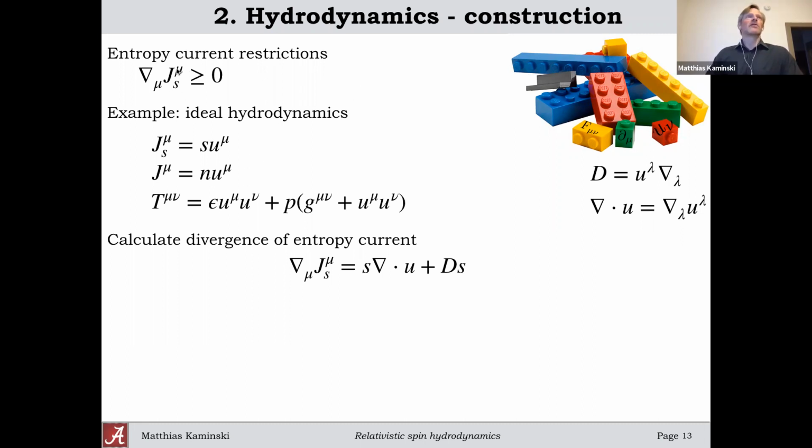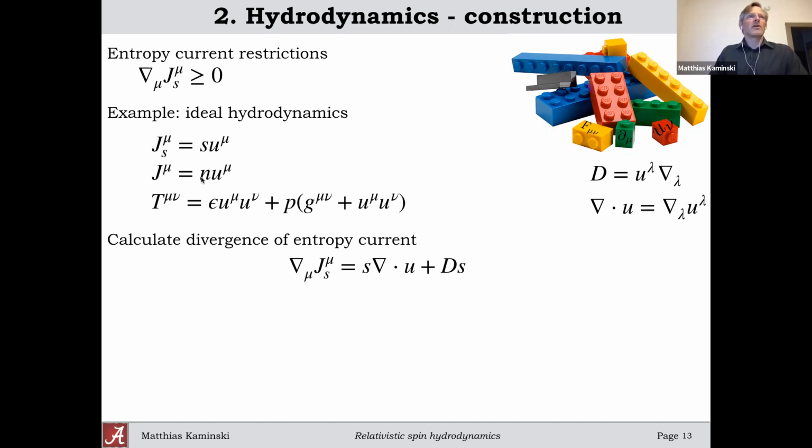What I've written down for you is the divergence of the entropy current. We require that to be larger or equal to 0. What I've written down here is, as an example, ideal hydrodynamics. So if you just have the entropy that's carried with the fluid flow, that's your ideal hydrodynamic description for the entropy current. So there's no spins in here. So this S is for the ideal entropy current.